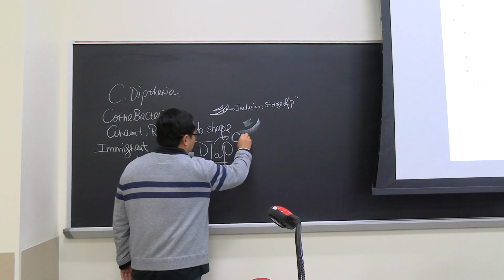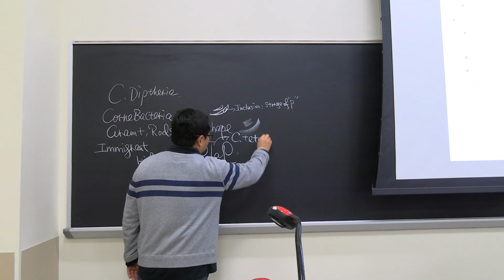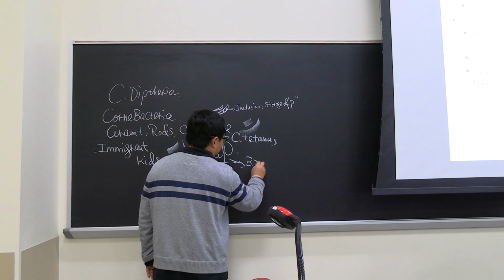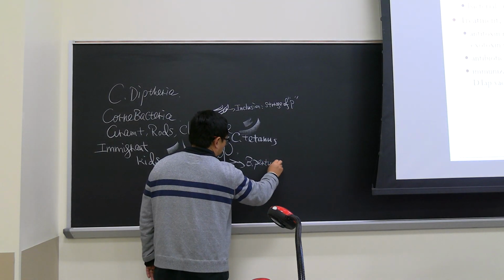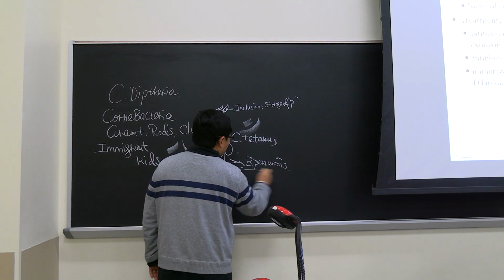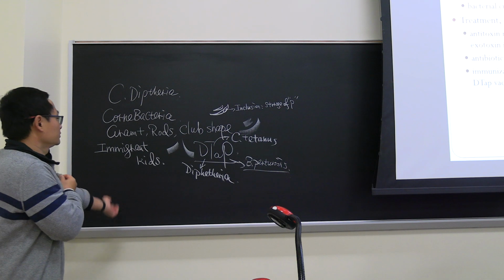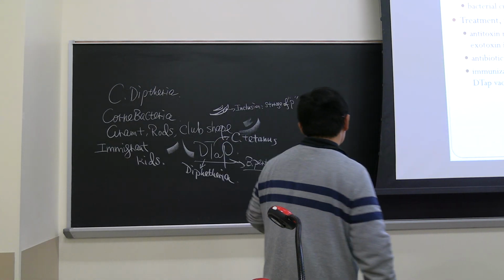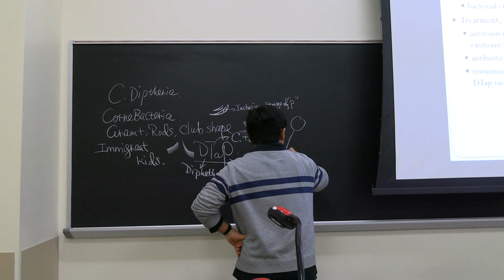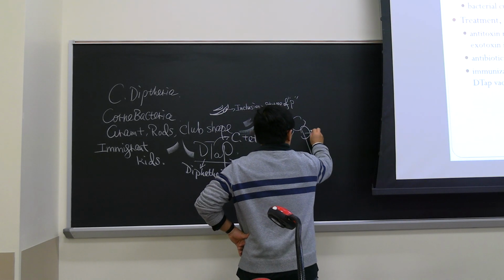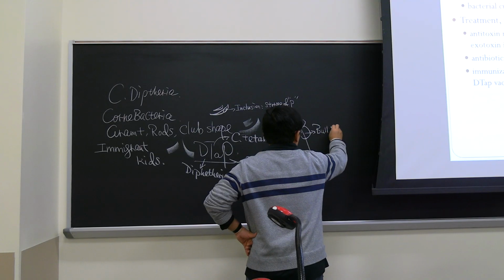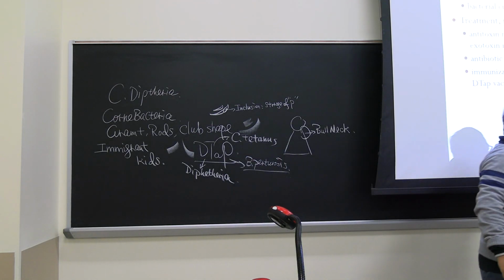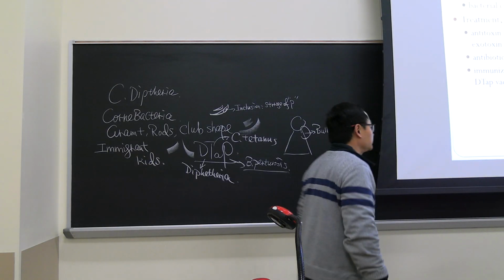T is Clostridium tetani. P is Bordetella pertussis. We're going to talk about this real quick. What happened? You can see they have a bull neck. Look at that. Why would it be like that?